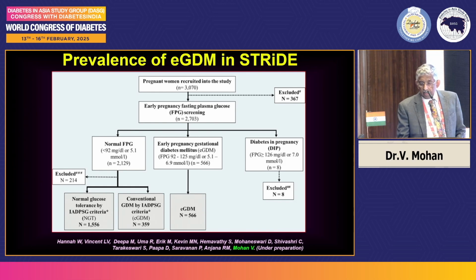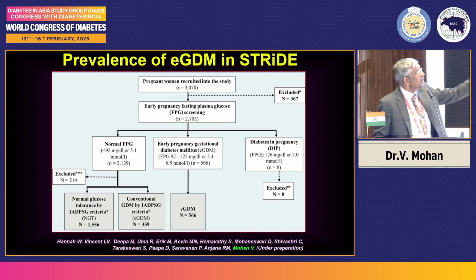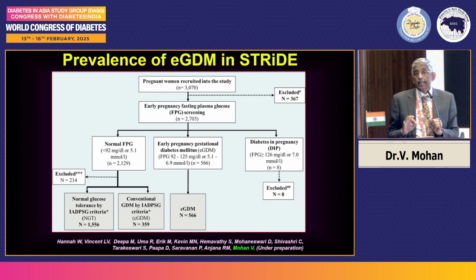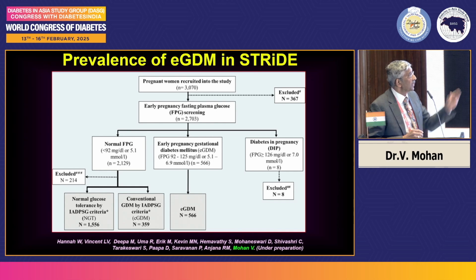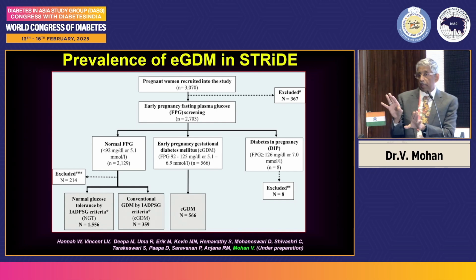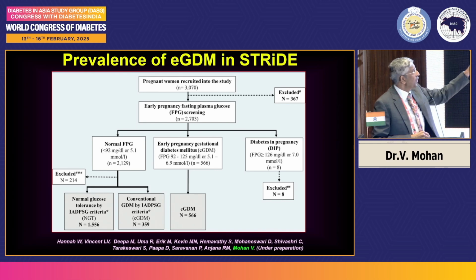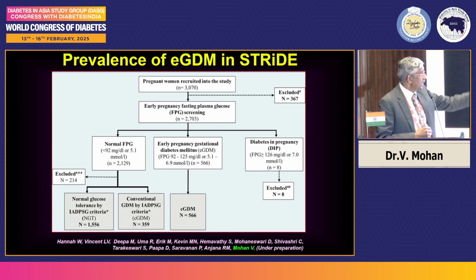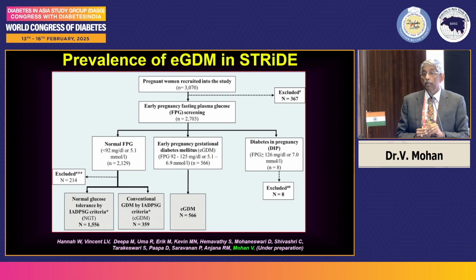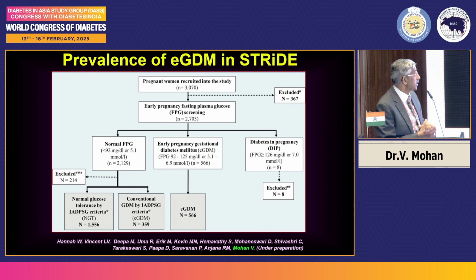So a few of them had a fasting glucose above 126. So they are diabetic. So we excluded them. Interestingly, we had only 8 of them. Then some had below 92. So they are normal. Then there were some between 92 to 125. Now that's early GDM. So we had this group of early GDM, about 566 women whom we could study. So it's one of the largest series of early GDM in the world literature actually.